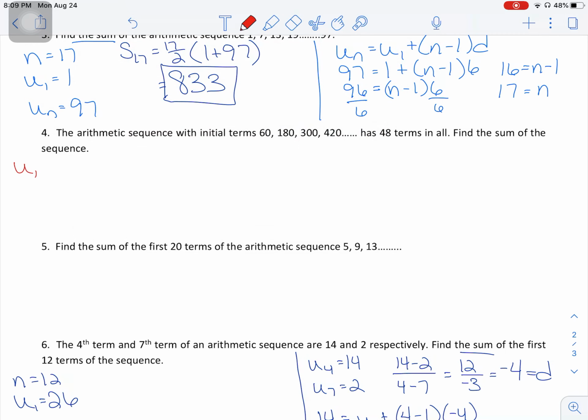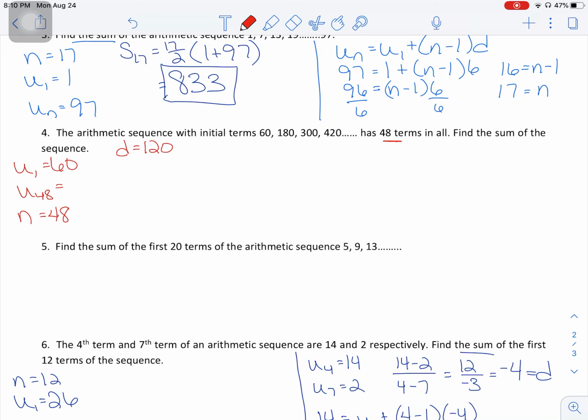So u sub 1 is equal to, clearly that's 60 to start with. I'm getting a d value, I'm going to keep this off to the side here. d is 120. If I add 120 each time, that's what gets me from one term to the next. So that's my common difference. Let's see, I need 48 terms. So u sub 48 is equal to, I don't know yet. And it's asking me to find the sum. So there's going to be 48 terms in this sum.